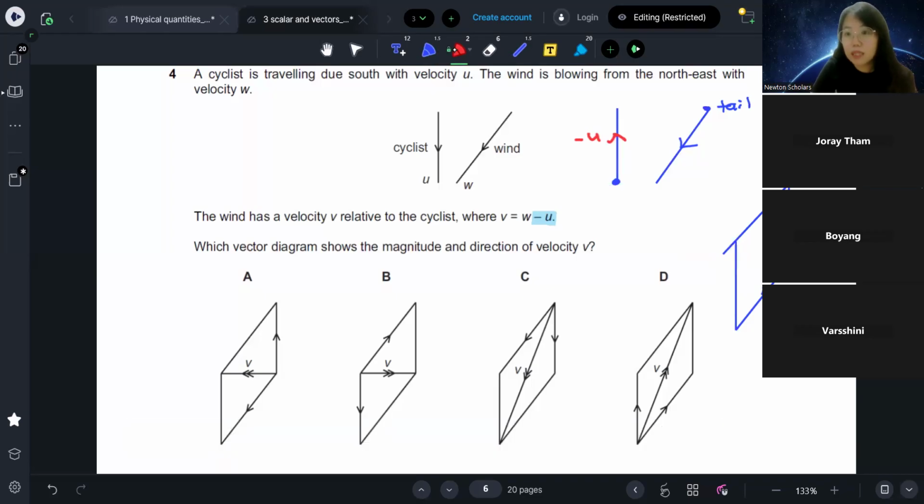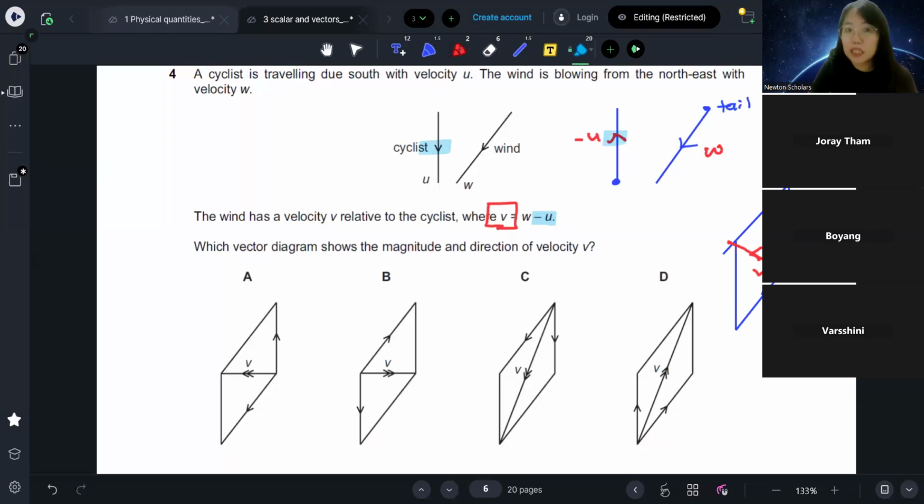So from starting to ending, this is my resultant. So my V, my V is my resultant. W minus U. So this is W minus U. I change direction. Here, I change direction.